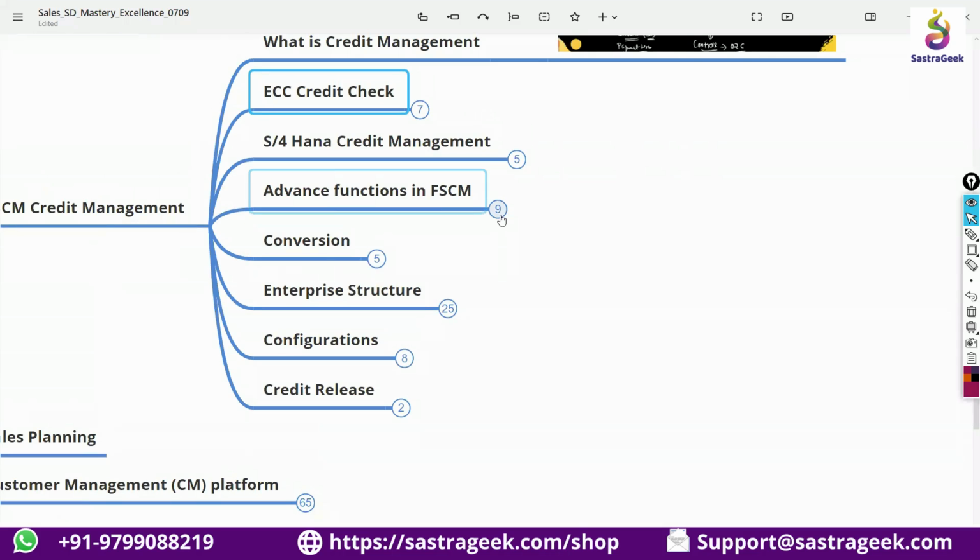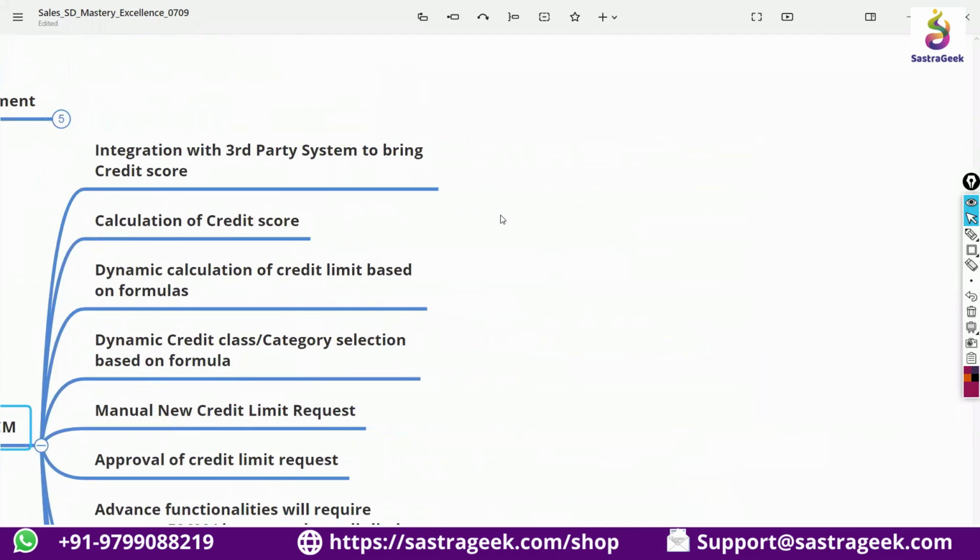So what are the advanced functions available in FSCM? Now, FSCM credit management would be able to integrate your third-party system to bring the credit score. Now, what happened here, if you will define here, in SD credit management, that's a basic difference. Okay, if you understand that, you would be able to appreciate FSCM credit management.